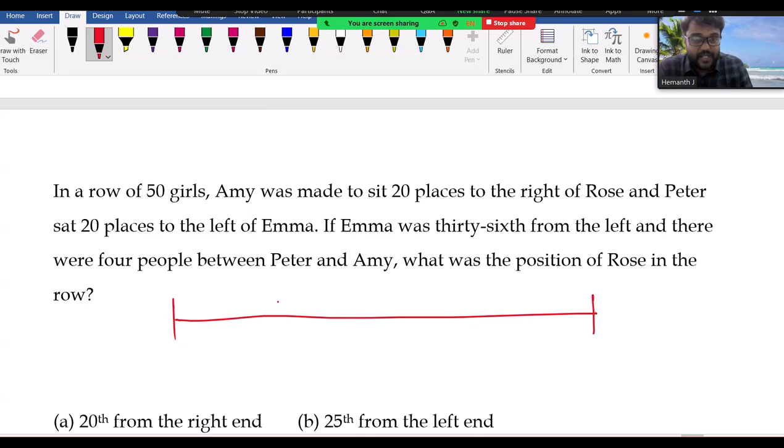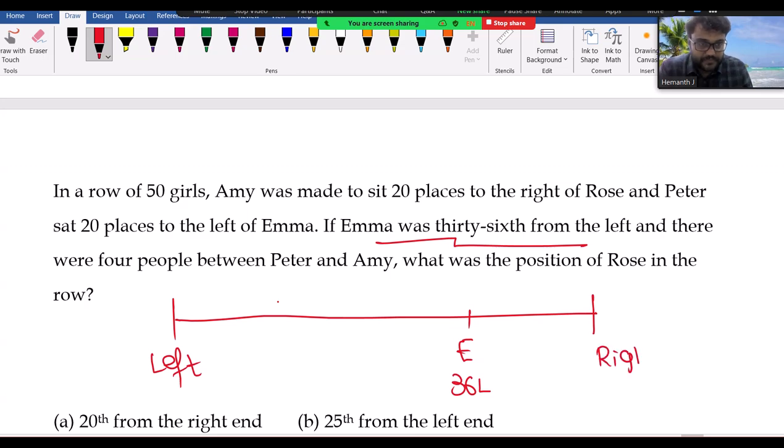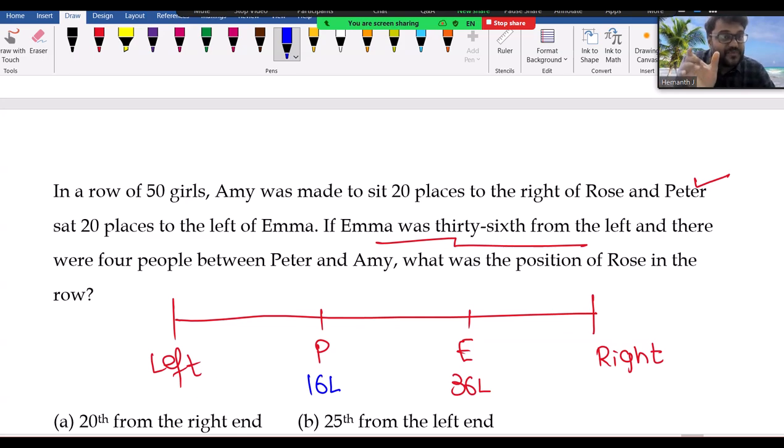Okay, first I need some particular place. That's what is given here: Emma is 36th from the left end. Okay, 50 girls, so 36th from the left end. This is the right end. Fine. Now for Emma, Peter is 20 places to the left. My dear friend, here I have to subtract 20 because I'm going close to the left side, so the distance should be smaller. That is 36 minus 20, which is 16.